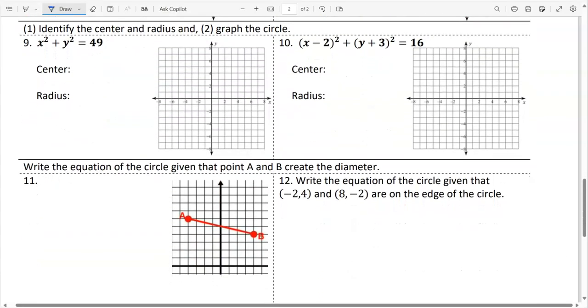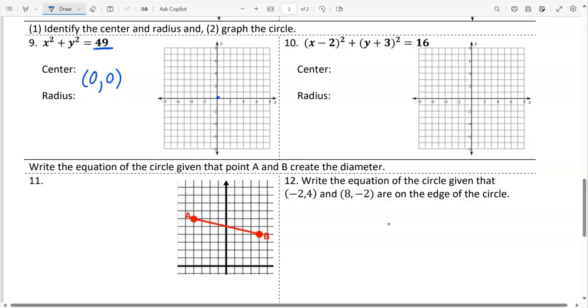Okay, now we need to graph some circles. So our center here is (0, 0), right there. And my radius could be rewritten as 7 squared, therefore our radius is 7. So count out to 7. And then draw the beautiful circle.